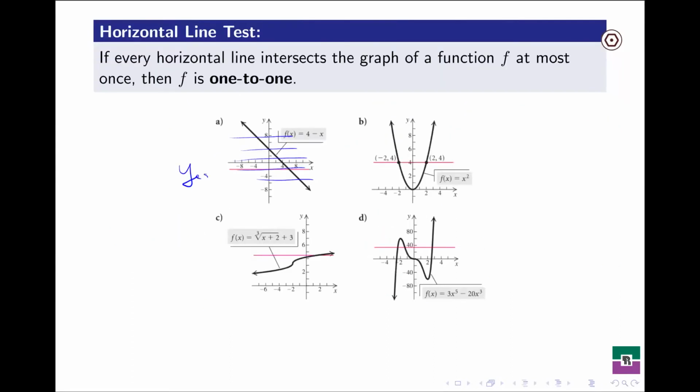I'm just going to put here yes. For b, the next one, this function x squared, a very common function, is it 1 to 1? Let's go ahead and see. Let's drop a horizontal line. Let's do the one they have here at y equals 4.